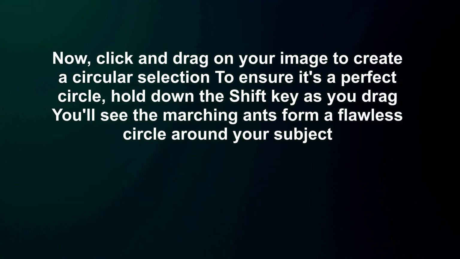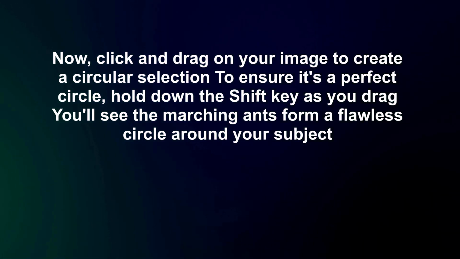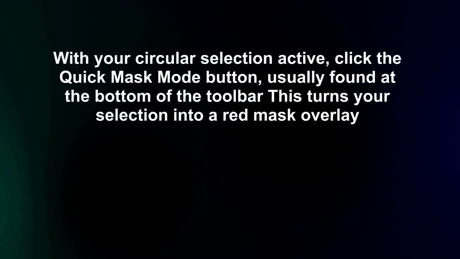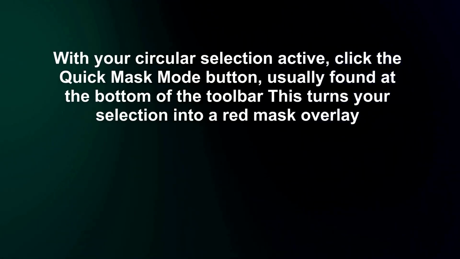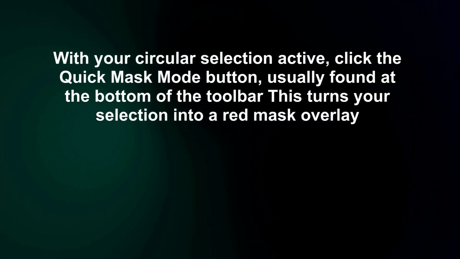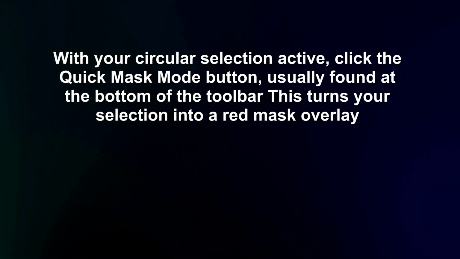To ensure it's a perfect circle, hold down the Shift key. As you drag, you'll see the marching ants form a flawless circle around your subject. With your circular selection active, click the Quick Mask Mode button, usually found at the bottom of the toolbar. This turns your selection into a red mask overlay.